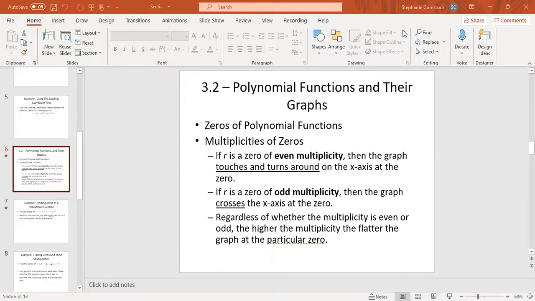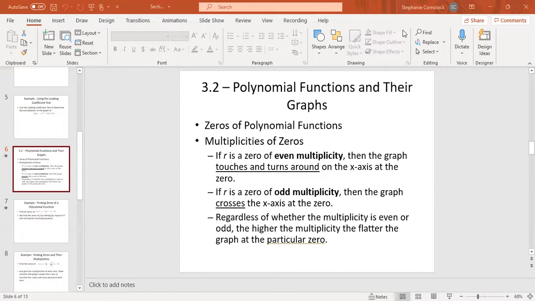Now, when we talk about multiplicities of 0, this is how many times a particular 0, or a particular value that is a 0, comes up or occurs. Now, we have two scenarios here. One is that if a 0 has an even multiplicity, so that particular 0 value is there twice, 4 times, 8 times, whatever, then the graph will touch and turn on the x-axis at that 0. And I'm going to show you what that looks like here in just a second.